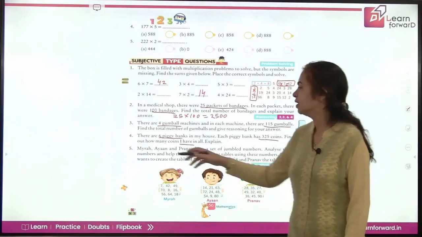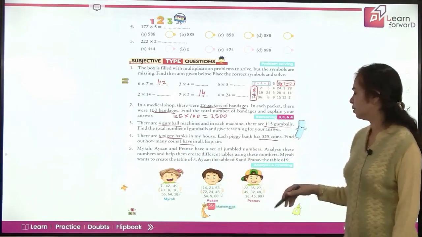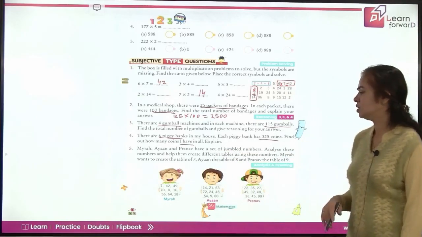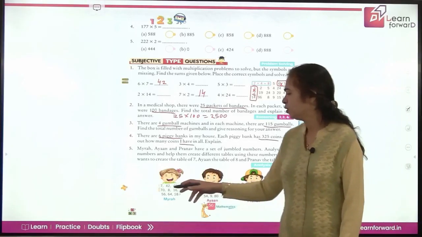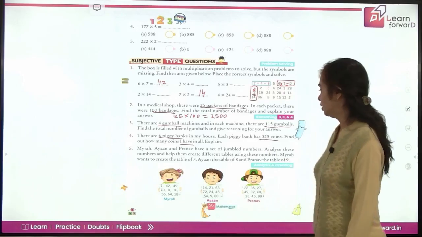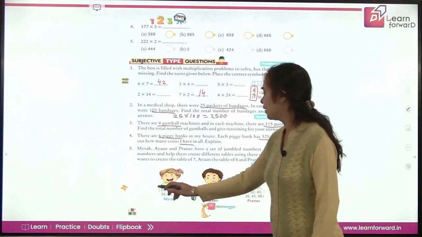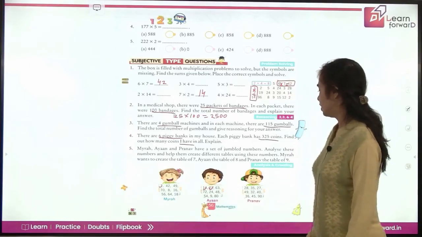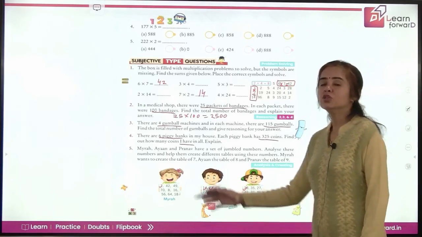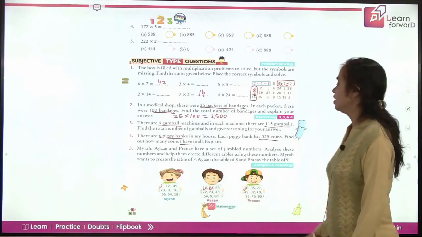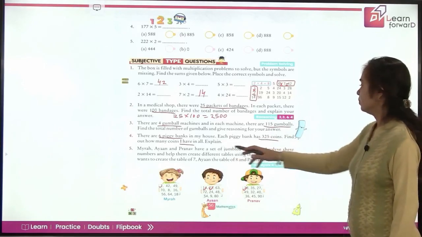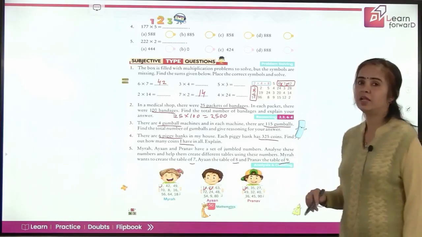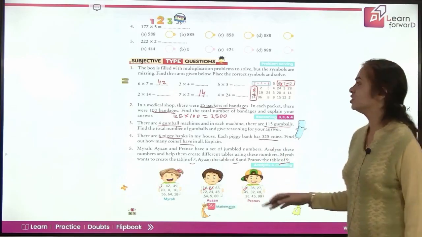For you to practice. Myra, Ayan and Pranav have a set of jumbled numbers. So these are all jumbled. Analyze these numbers and help them create different tables using these numbers. So can you just find out which tables can be written from here? I can see 7 times 1 is 7, 7 times 2 is 14, 7 times 3 is 21, 7 times 4 is 28, like this. So we can just find out which tables we can create from these. Myra wants to create the table of 7, Ayan the table of 8 and Pranav the table of 9. So you will have to just exchange their numbers here, children.